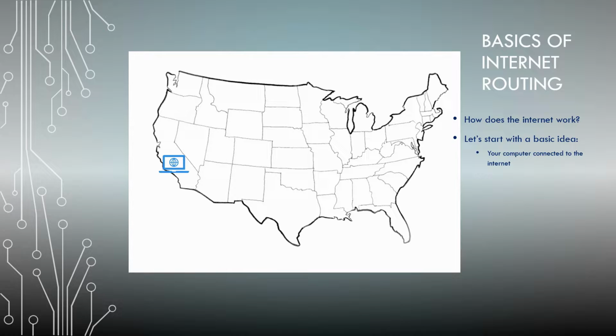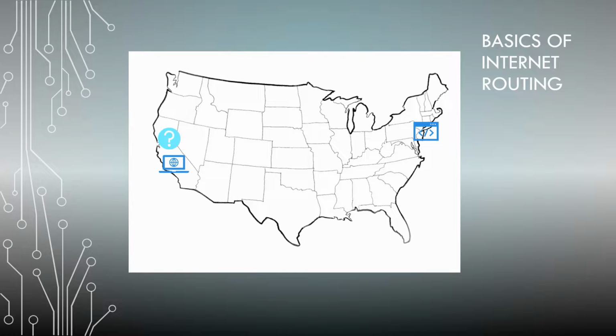Your computer over there in California is connected to the internet, and it needs to ask another computer, in this case somewhere on the East Coast, for a web page. You want to ask that computer to show you a web page. That computer will send back the website information for you to view. It might look something like this.